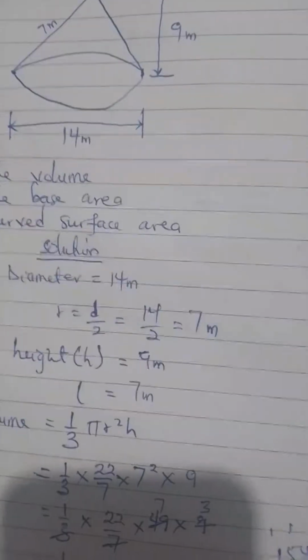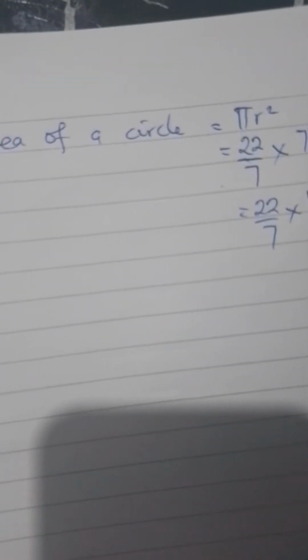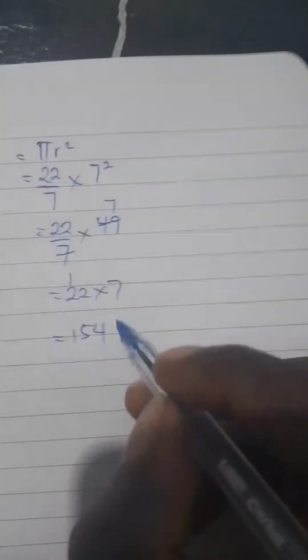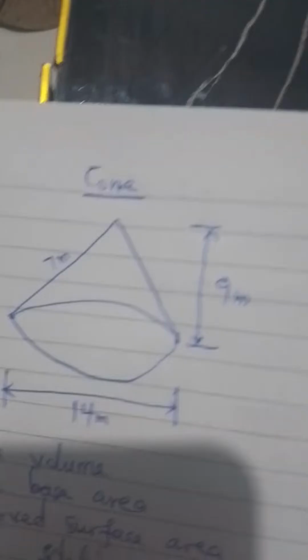So pi is 22 on 7. Then we had our radius to be 7, so that will be 7 squared. So that will be 22 on 7 times 49. So 7 here 1, 7 here 7. So you get 22 by 7, that will give us 154. That will be meters squared, because this is area. So the base area of the cone is that of a circle.